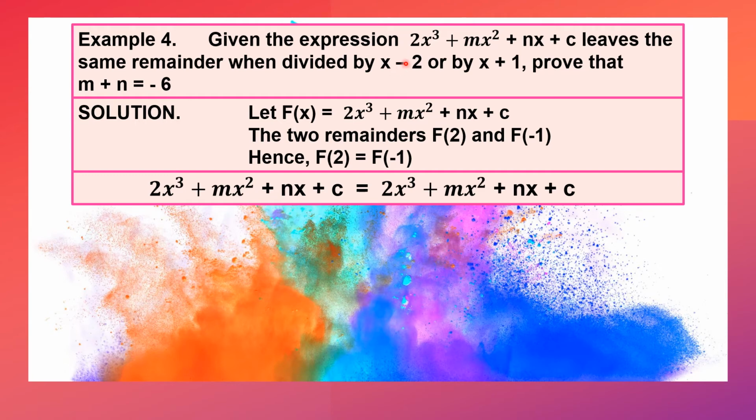So, we write the expression 2x cubed plus mx squared plus nx plus c equals the same expression. We are going to prove that m plus n equals negative 6. For this side, we are going to use f of 2, and on this side, it is f of negative 1. So, we are going to replace all x here with 2, and all x here with negative 1.